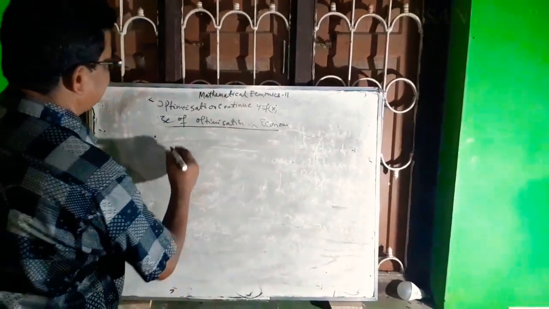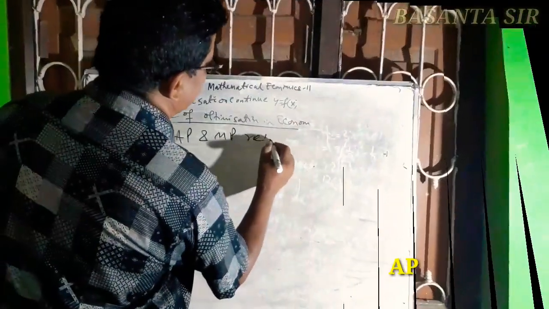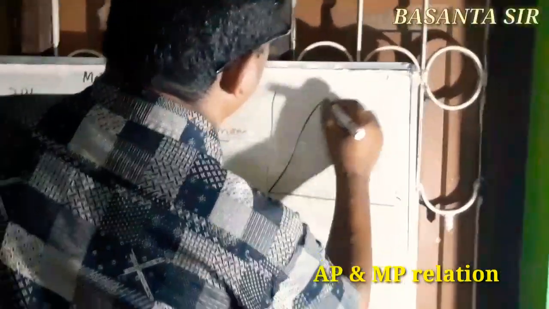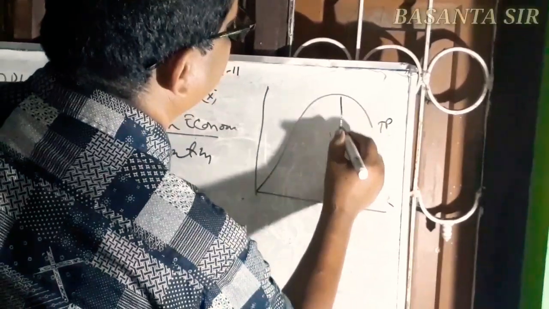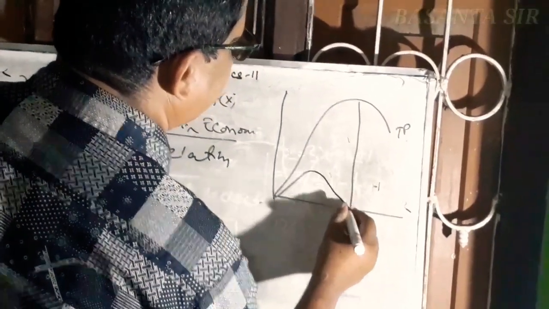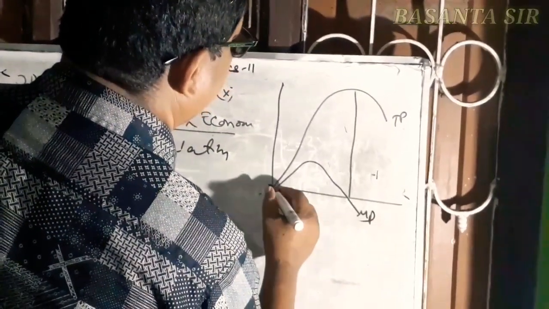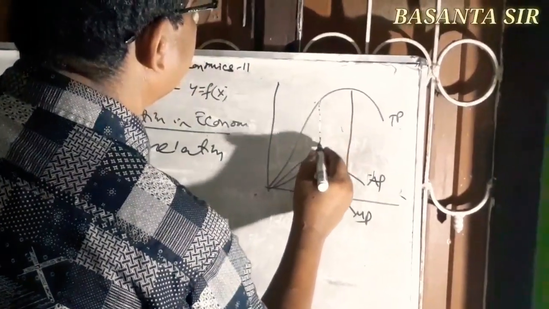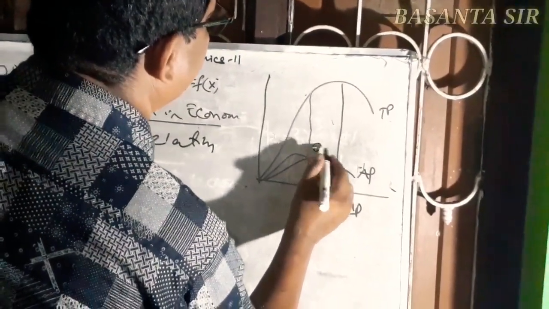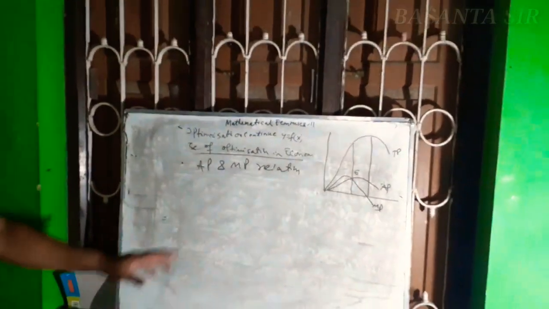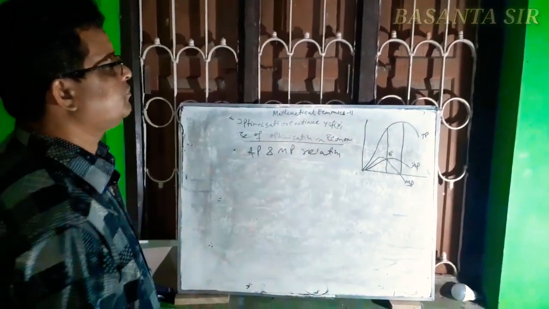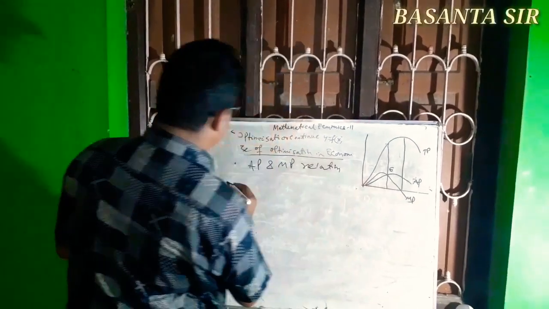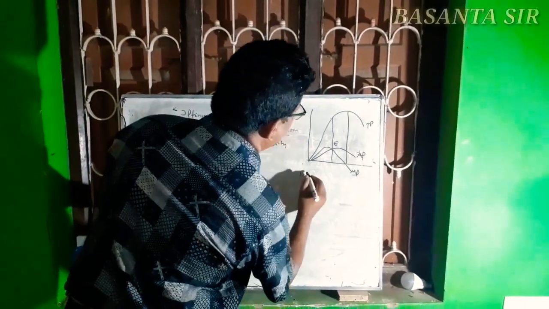AP-MP relation. What is that relation? We know this is the total product curve, this is the marginal product curve, and this is the average product curve. This is the law of variable proportion figure, and this figure gives the relation between AP and MP. What is that relation? There are three relations.